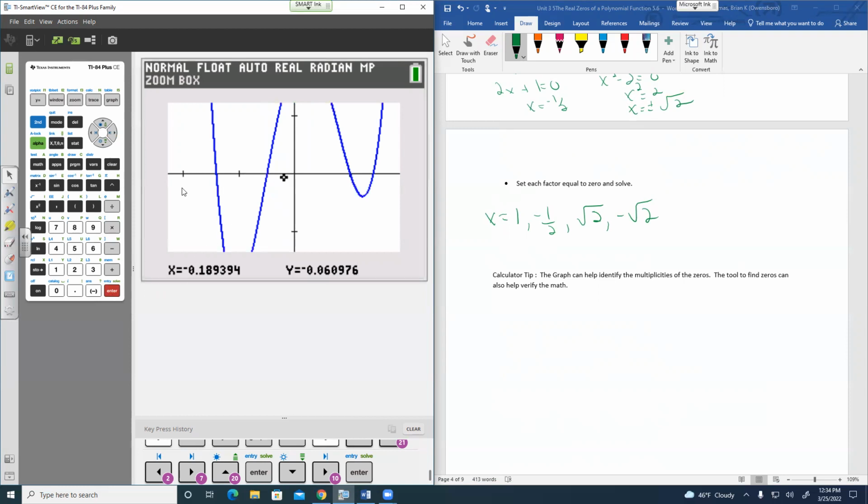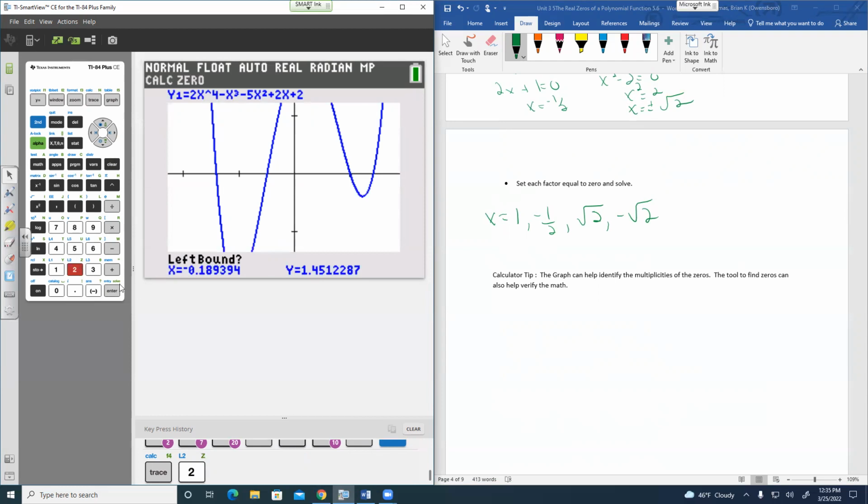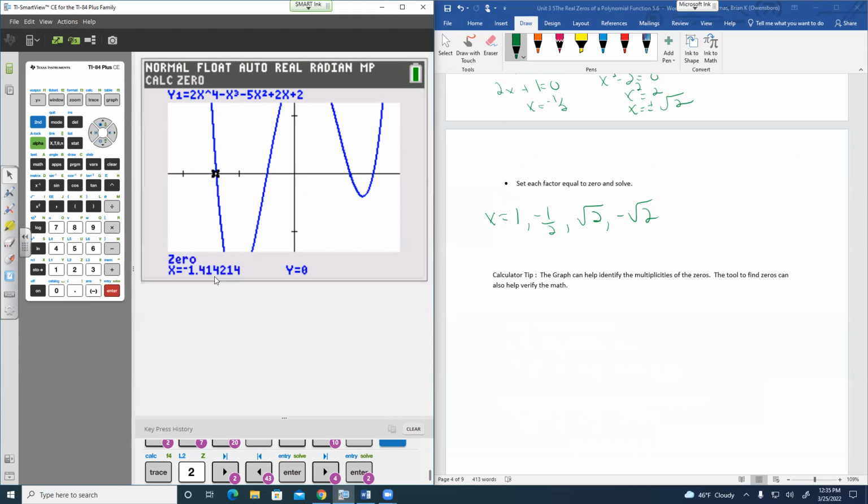Also, if you want, we can see if these are actually the zeros. Above trace is calculate. If I hit second calculate, number 2 is zero. So if I hit 2, I can come down here to each one of these zeros. There he is. I have to get left of my first zero, so I'll get my left bound there, hit enter, then get my right bound to the right of it, hit enter again. Notice that I get this negative 1.14.